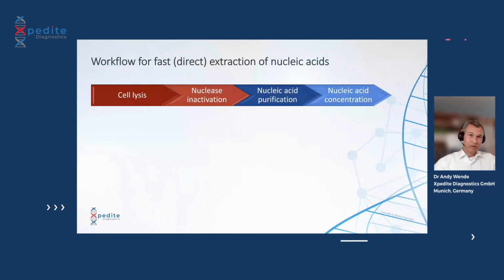So what's the difference then between this fast extraction and the standard extraction as I explained to you? Here you see again the 4 steps. Basically, you can't change anything with the cell lysis and the nuclease inactivation. That needs to be the same. You need to break up the cells, and you need to get rid of the DNase activity or RNase activity. But where you can change something is the second half, the purification and also the concentration.